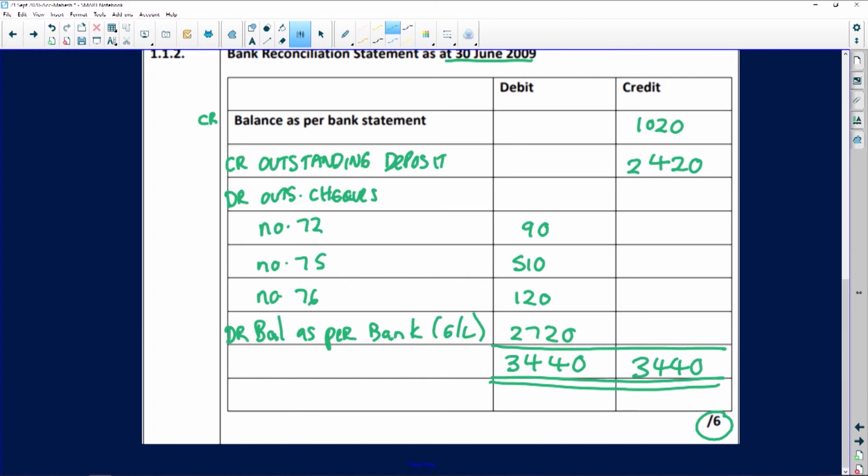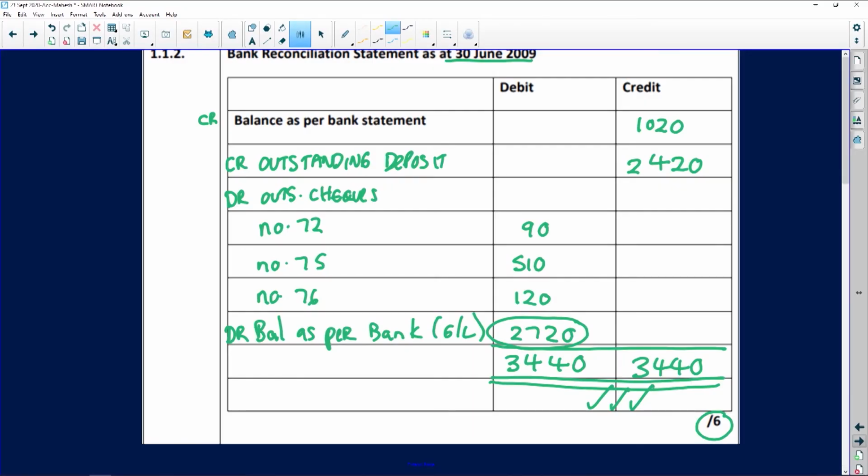Okay, now remember guys, if you are doing a one-column bank recon, you should end up with 2,720 as your final amount, where obviously you're not showing totals on either side. But as you can see, we've correctly reconciled our records with the bank's records. Okay, so hopefully that assisted you in terms of bank recon.